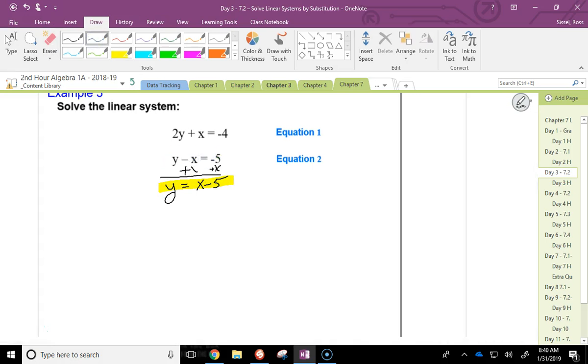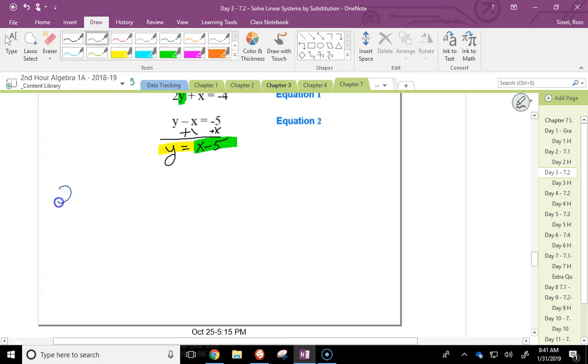Okay. Now that I know that y is equal to x minus 5, I'm going to go into this other equation that I did not use and replace the y. So once again, I'm going to pause here in just a second. 2 times y. Y is x minus 5 equals, oops, hold on.